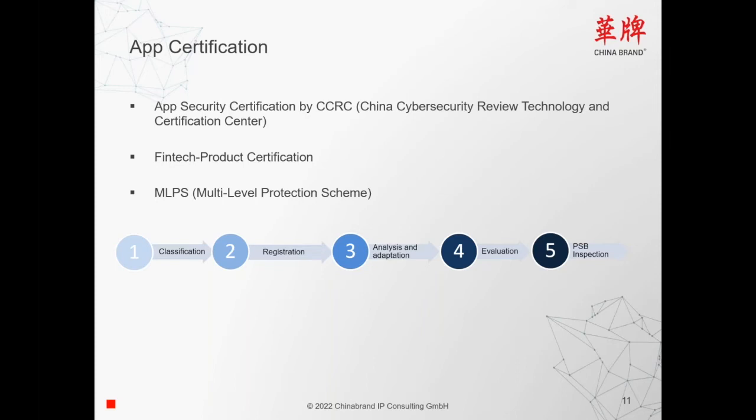Under the MLPS, IT systems are rated on a scale from 1 to 5. The operator of the IT system is then required to take appropriate cybersecurity measures that correspond to the level of the IT system. After the MLPS 2.0 was introduced, the object of MLPS has been greatly expanded, including networked applications, Internet of Things, big data, etc. Therefore, an app also needs to implement MLPS. For more details about MLPS, we have already made many webinars, and you can watch the videos on our YouTube channel.